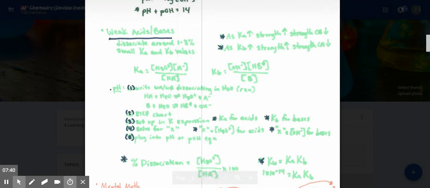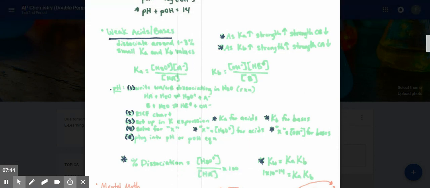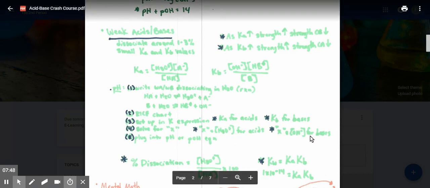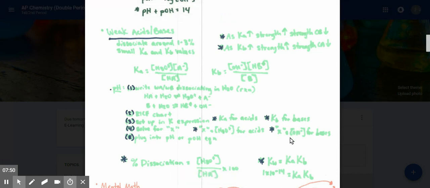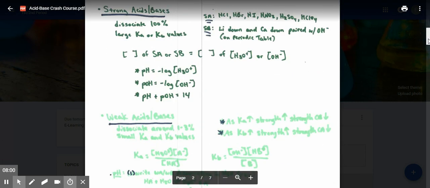The next thing is you solve for x. Now, if I'm working with acids, x is equal to the H3O plus concentration, and then I can plug it into the pH formula. If I'm working with bases, x is equal to the OH concentration, so I have to plug it into the pOH formula first, and then find the pH from there. And those equations are the exact same equations as I see here for strong acids and strong bases.